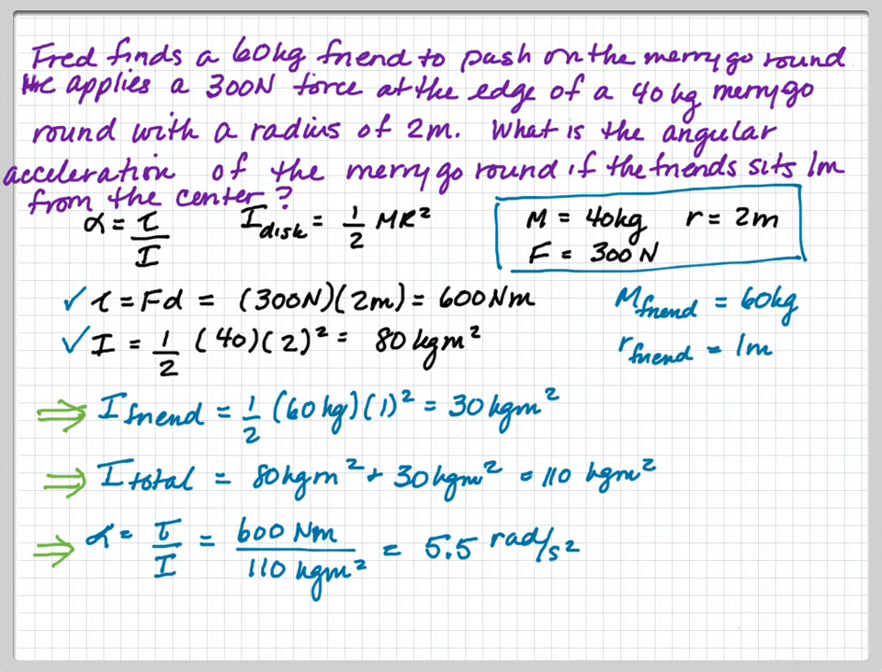And what we're going to find is that the angular acceleration has decreased from the situation without the kid on the merry-go-round, so that makes sense. There's less acceleration now that we have some more inertia.